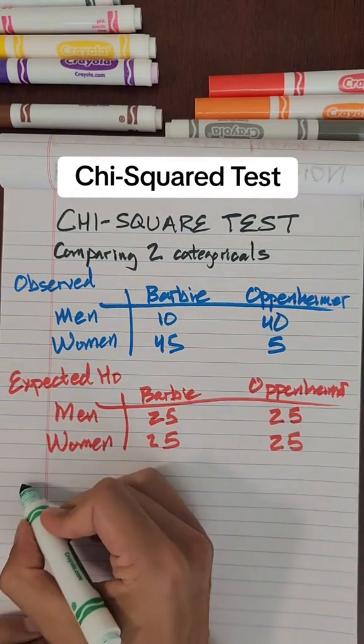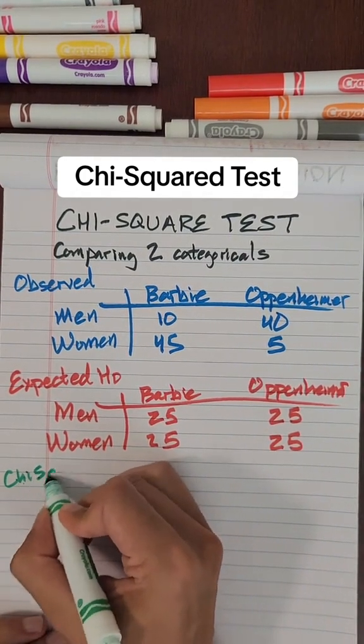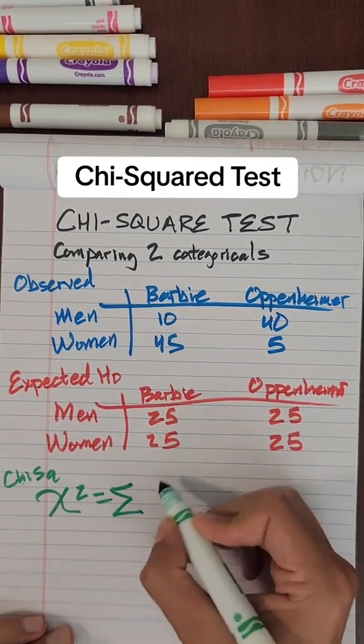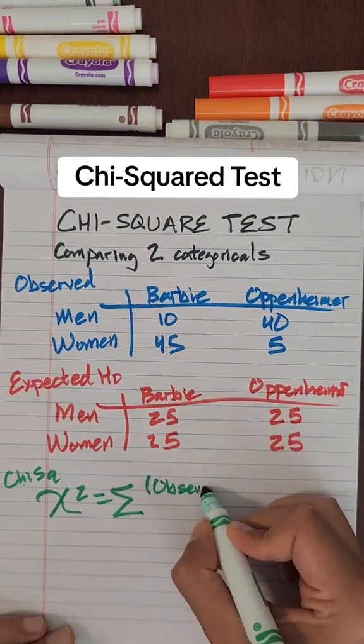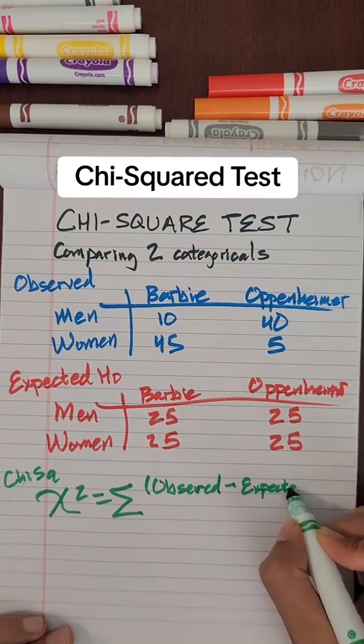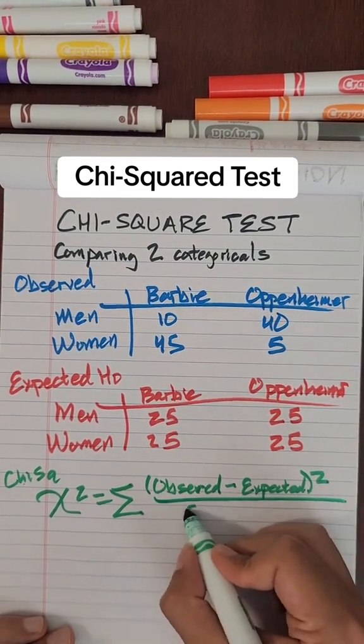So to calculate our chi-square statistic, it'll be the sign, which is chi-squared. It is equal to the summation of the observed minus expected, squared, divided by expected.